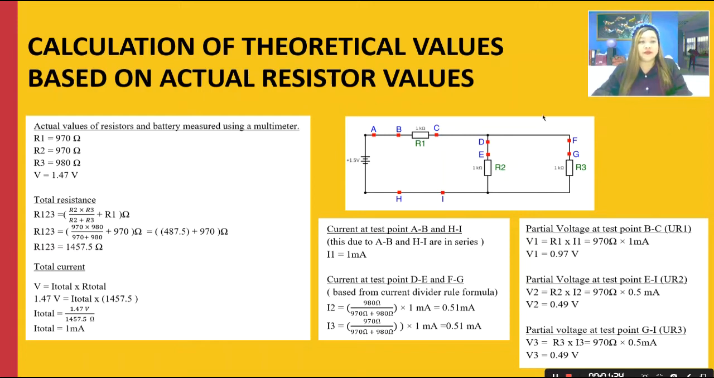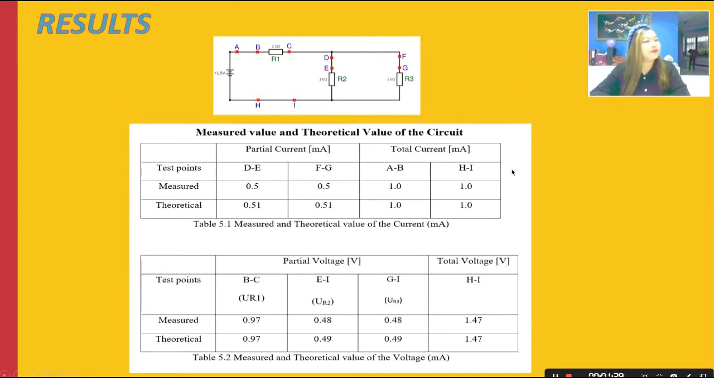Okay, so let us compare the results. So this is the result that we have obtained. From the result, this is the test point. This is the measured and theoretical value of the current at test points D, E, F, G, A, B, and HI. And this is the table with the measured and theoretical value of the voltage at resistor 1, B, C, EI at resistor 2, and GI at resistor 3.